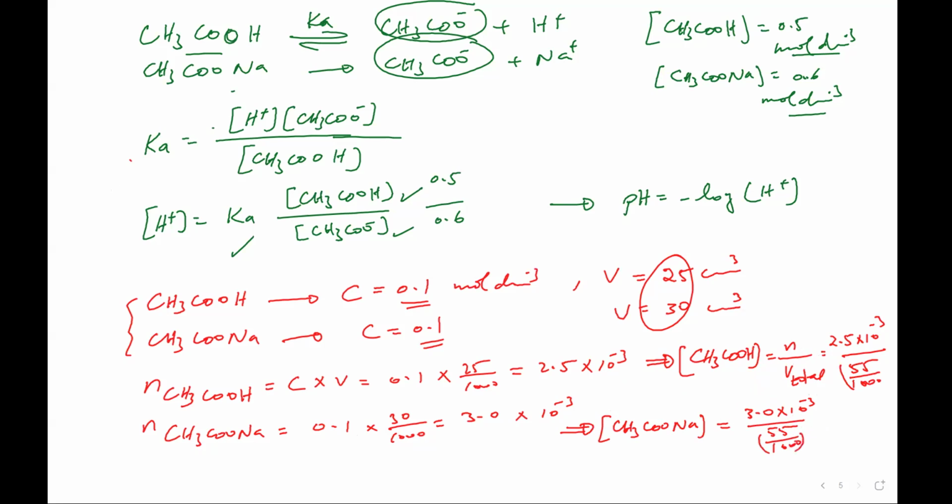So, since they give you volumes and concentrations, you cannot substitute the concentration given directly in the rule. You have to calculate the number of moles first, and then divide each number of moles by the total volume to get the new concentration. And then you substitute the new concentrations here in the equation of the H positive.